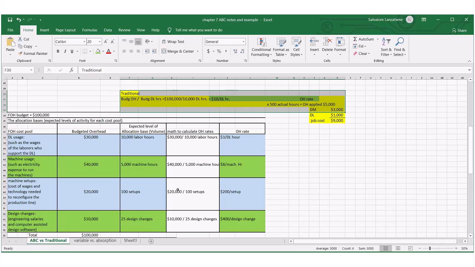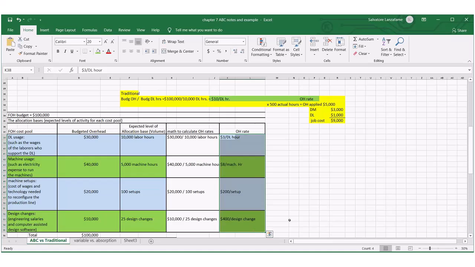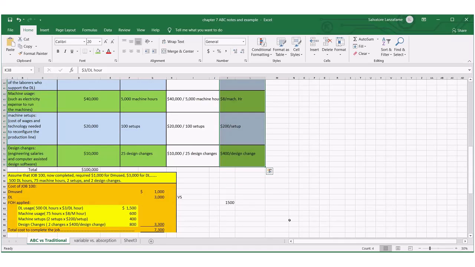Look at the machine usage, 40,000 divided by 5,000 machine hours, $8 per machine hour. 20,000 divided by 100 setups, $200 a setup. 10,000 divided by 25 gives us $400 per design change. So these are the rates. So I used $10 before and I multiplied it by 500 to come up with the 5,000. Now instead of just doing one multiplication to get my overhead, I'm going to come up with 4 multiplications to come up with my overhead. Okay, so let me show you how that's going to work.